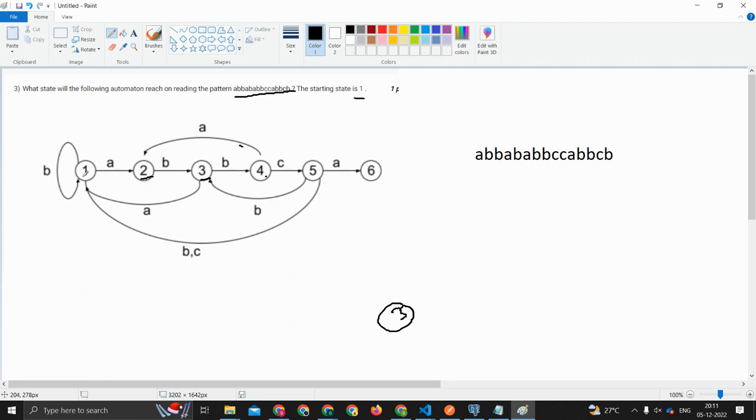You are not able to follow? Because there he was comparing with the text. Here I don't know how we are comparing. Yeah, I'll come back to that.